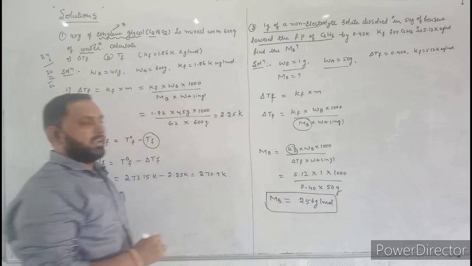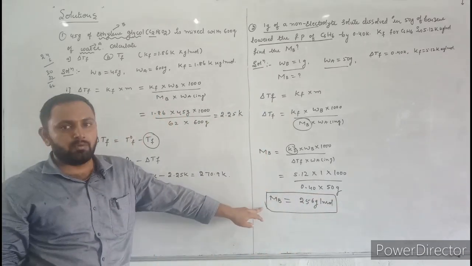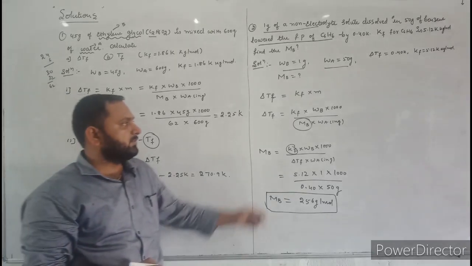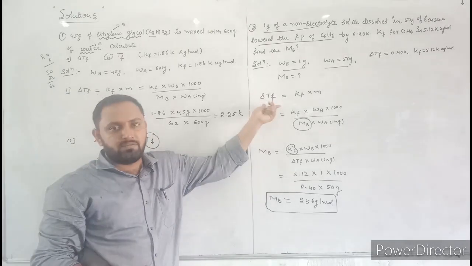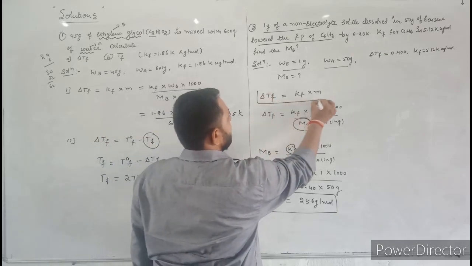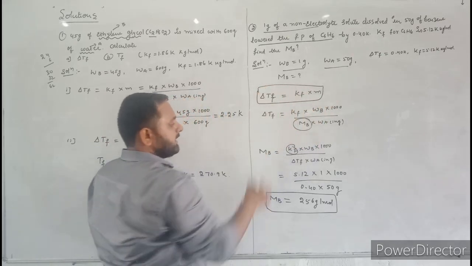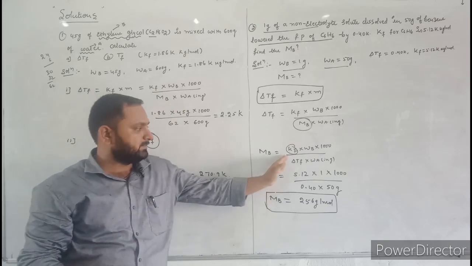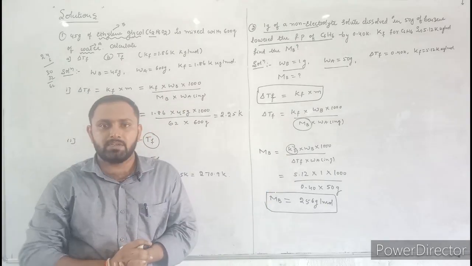In this way, we have to calculate molar mass of solute by just using the relation between depression in freezing point and molality. This relation is very, very important. From this relation, we can easily derive this formula. We will continue in next class. Thank you.